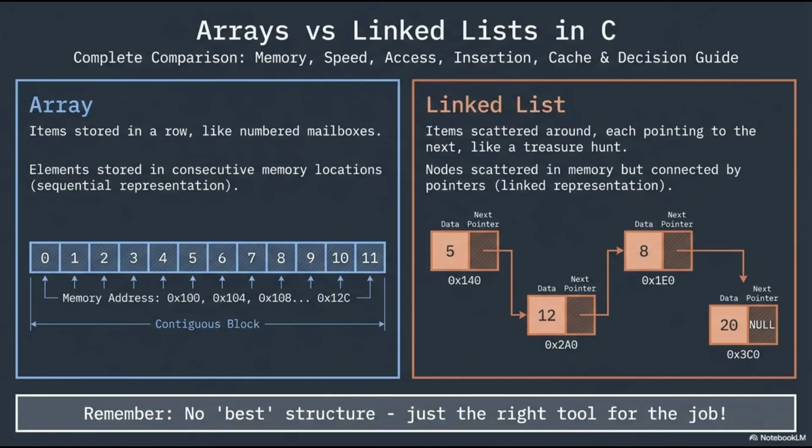Before we really get into the weeds, we've got to remember the golden rule of computer science. There is absolutely no such thing as a best data structure. There's only the right tool for the specific job you're trying to do. Okay, let's dive into this.